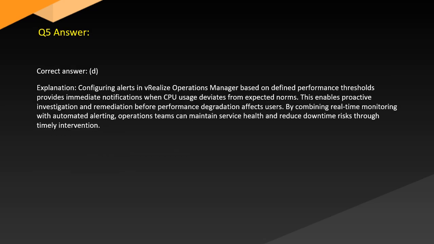Answer. Correct answer: D. Explanation. Configuring alerts in Realize Operations Manager based on defined performance thresholds provides immediate notifications when CPU usage deviates from expected norms. This enables proactive investigation and remediation before performance degradation affects users. By combining real-time monitoring with automated alerting, operations teams can maintain service health and reduce downtime risks. Timely intervention.